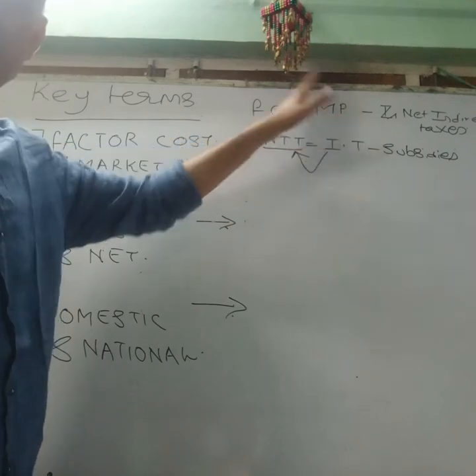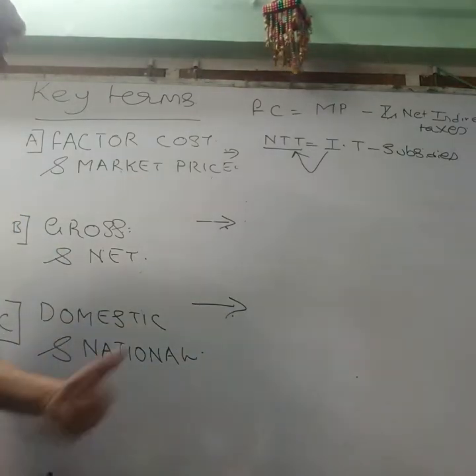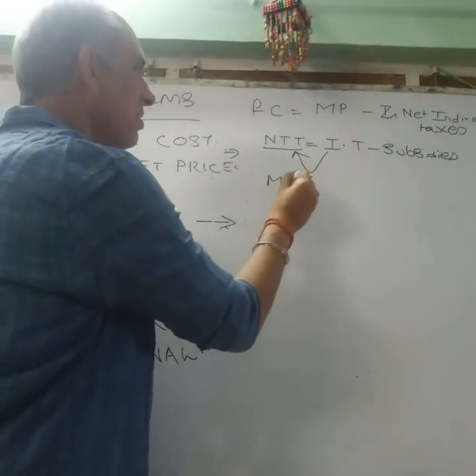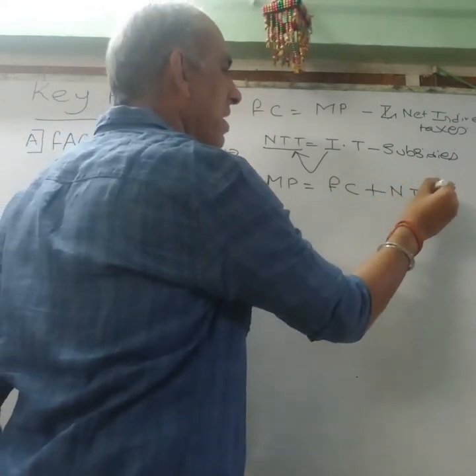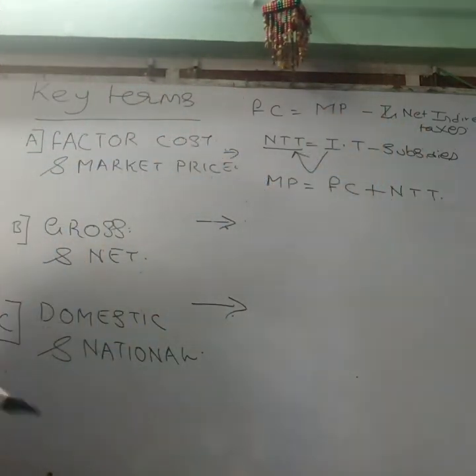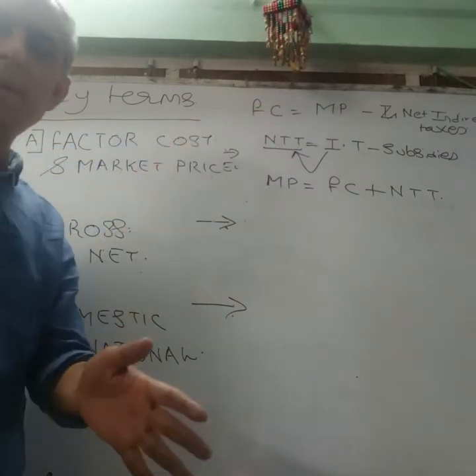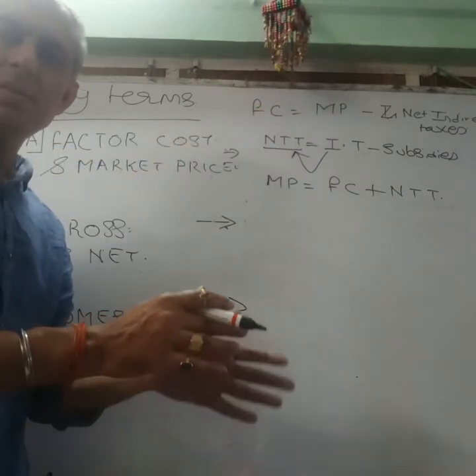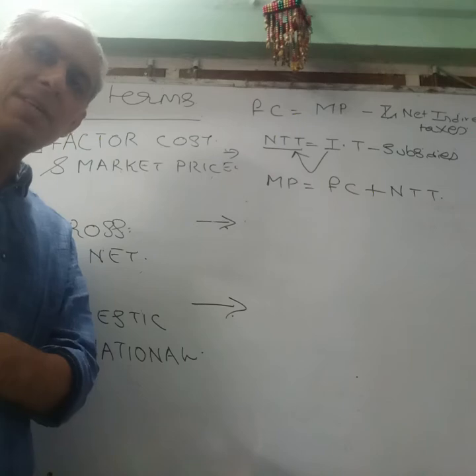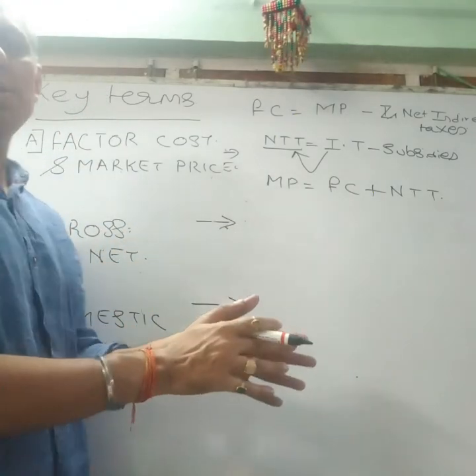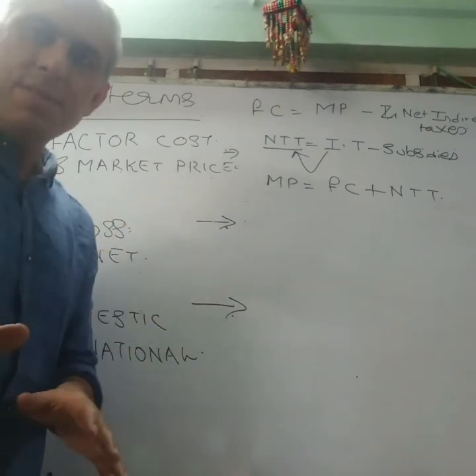The formula can be changed also. What is the formula? Factor cost is equal to market price minus net indirect taxes. Or we can say market price is equal to factor cost plus net indirect taxes. For the time being, you will remember this much, right? Indirect taxes, the amount charged by the government from the producers and the firms, which increases the market price, and subsidies, the benefits given by the government to the producers, which decreases the market price. Am I clear? Let's move ahead.